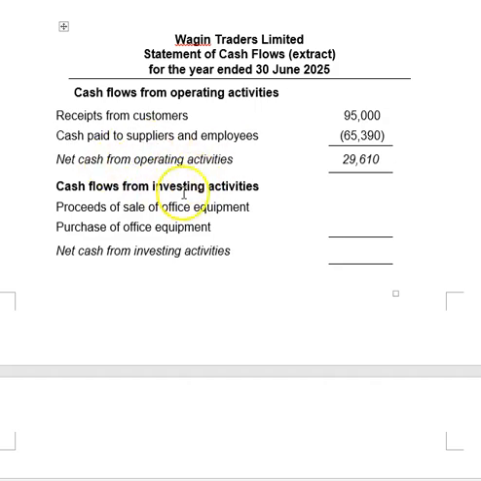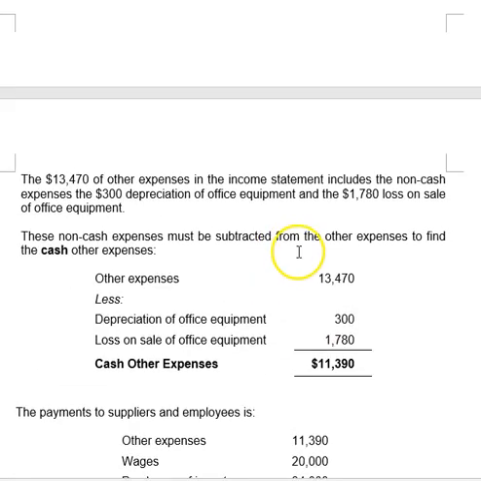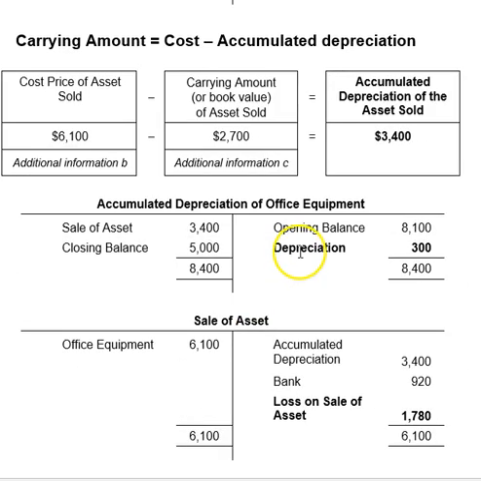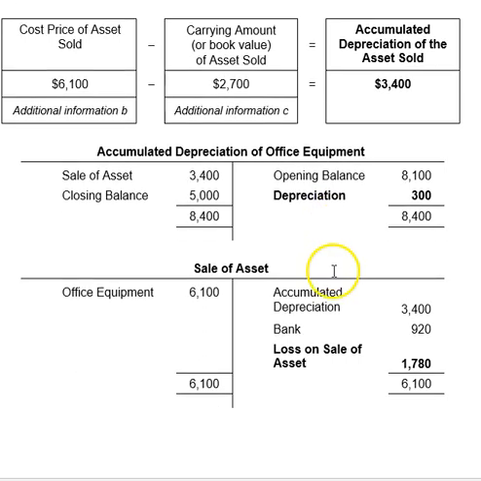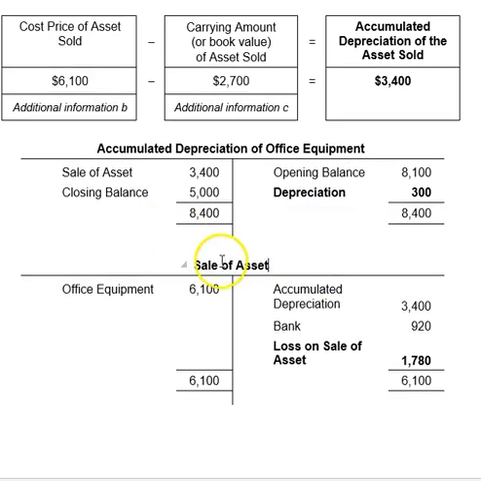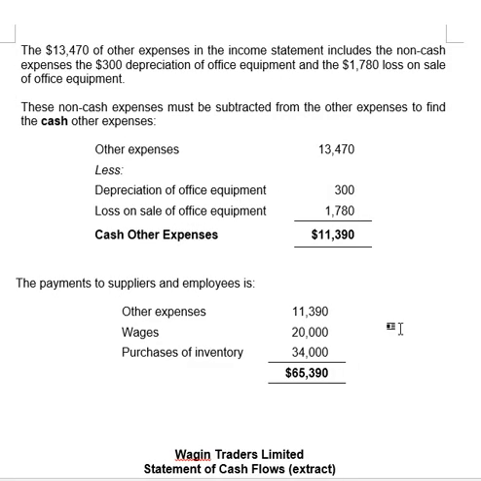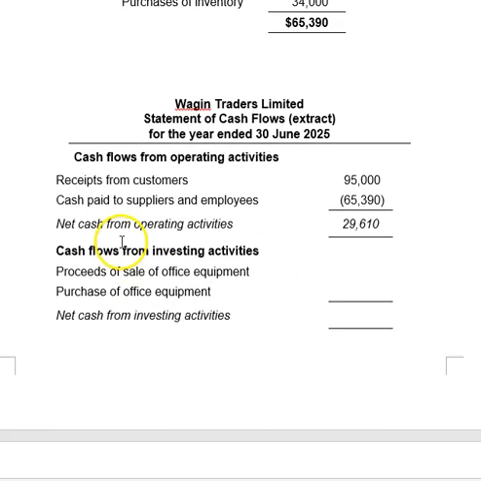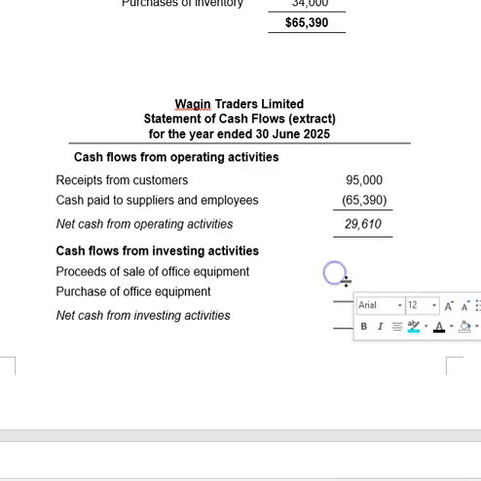We need to prepare the cash flow from investing activities. This is super simple. You need to know how much cash you receive from the sale of asset. If you look at our sale of asset account, we have received 920 from the sale of assets. So under your investing activities, you have proceeds of sales of office equipment 920.